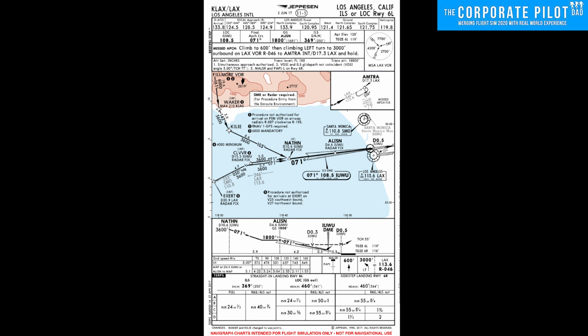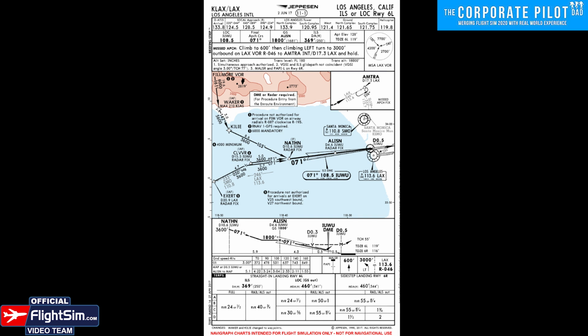And here's the last procedure that we're going to do. This is the ILS to runway 6 left at LAX. And this is a precision approach. So in the precision approach, the missed approach point is our decision height, which is 369 feet. So when we see 369 feet on the altimeter, if we don't see the runway, we go missed.